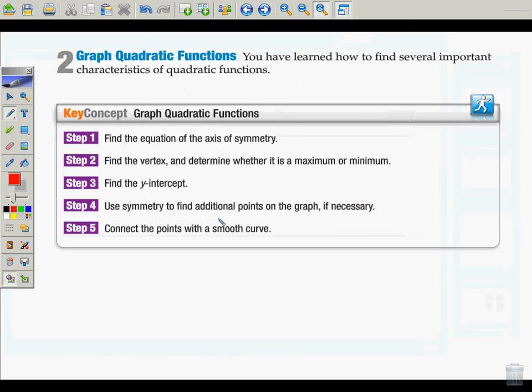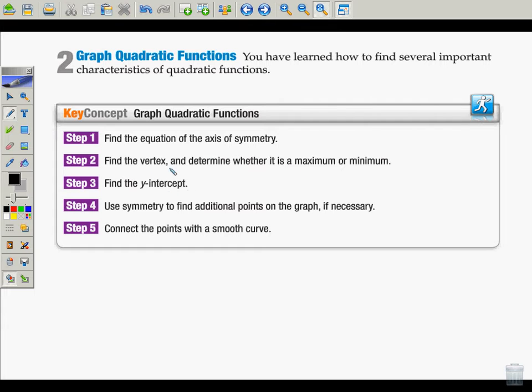We've got some steps here for how to graph quadratic functions. The good news is you've already been doing these steps so far in this lesson. We want to find the equation of the axis of symmetry, and based off that we're going to find the vertex, determine whether it's a max or a min.